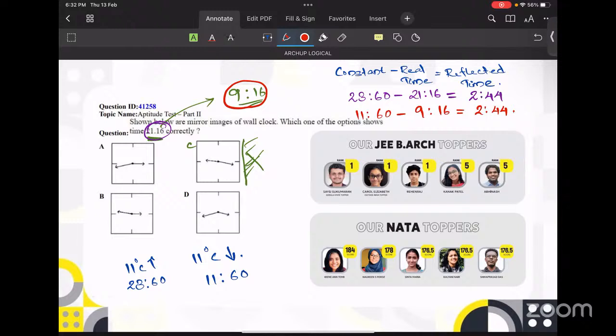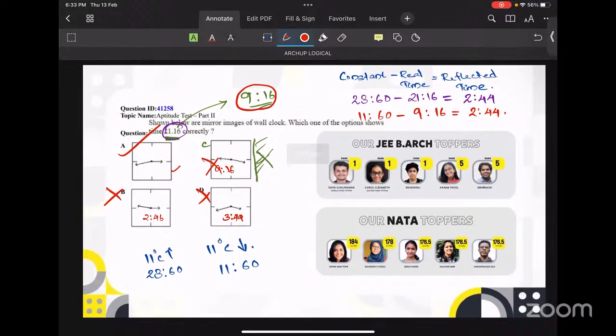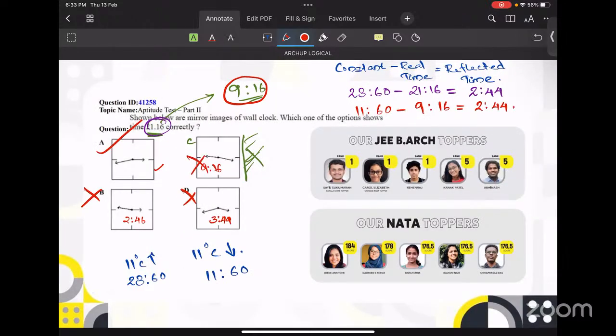Over here, the time on clock A is 2:44. We can look into the other clocks also. This is 2:46, and this one is 3:44. So you can eliminate these options. This is 9:16 itself. Option A. So let's move on to the next question.